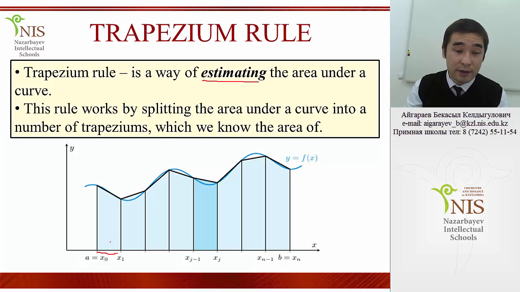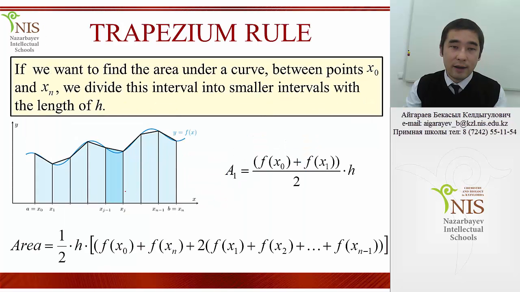Here our intervals have the same length, h, but the heights are different, and our heights are the values of the function, and we know how to find and calculate them, because we know the x coordinate for that function. And if you want to find the area under a curve between points x0 and xn, we divide this interval into smaller intervals with lengths of h. So each one is h.